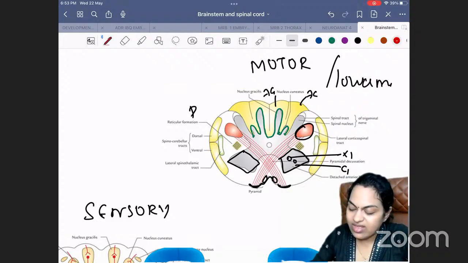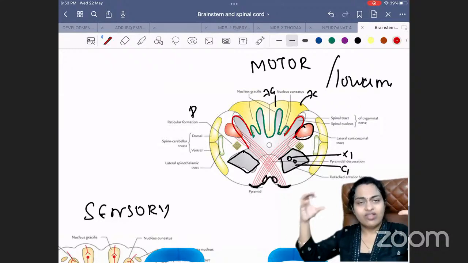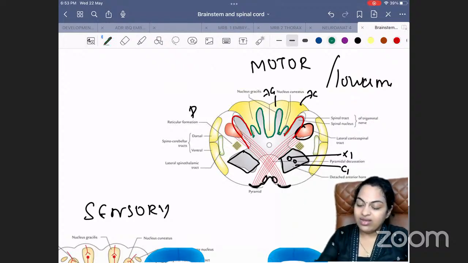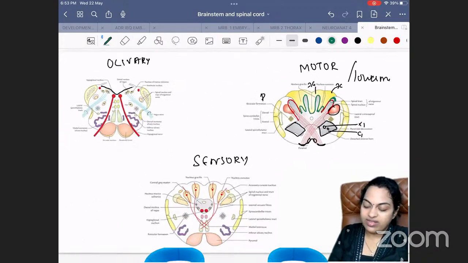And just lateral to it is another important one, the spinal nucleus of the trigeminal nerve, which you'll see in the medulla, also in the lower pons. Its location is very important, posterolaterally. Spinal nucleus of the trigeminal nerve and the tract overlying it. So these are the things you should definitely appreciate in a motor decussation.